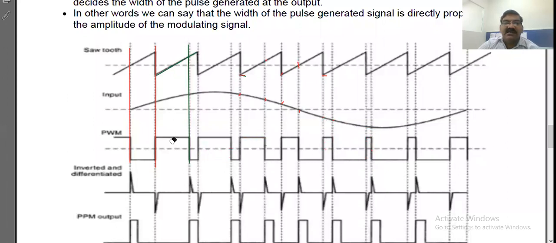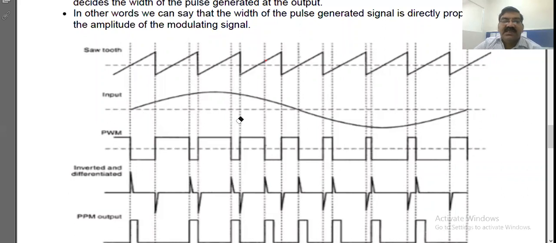Is there any question on the modulation? This way the modulation is carried out. So is there any question? If there is, then you can ask. Otherwise, we will go for the next.